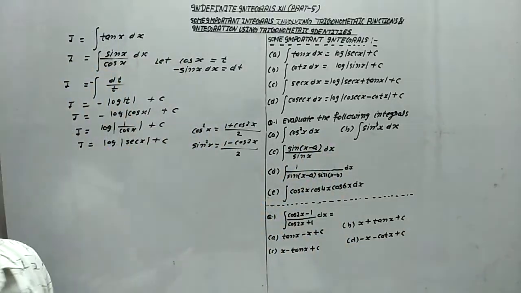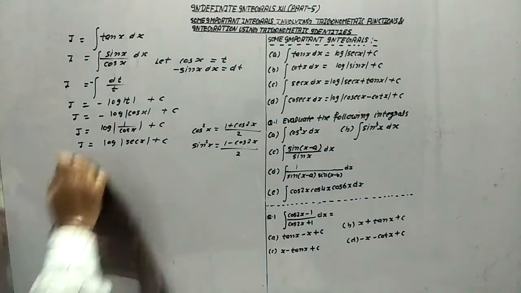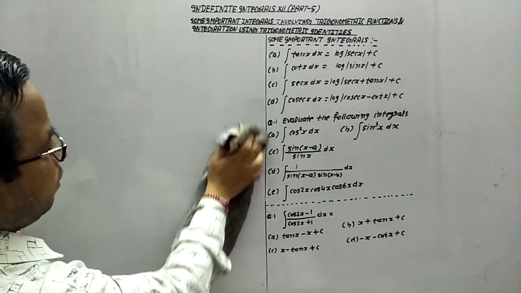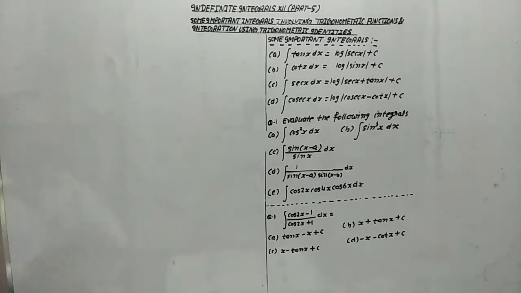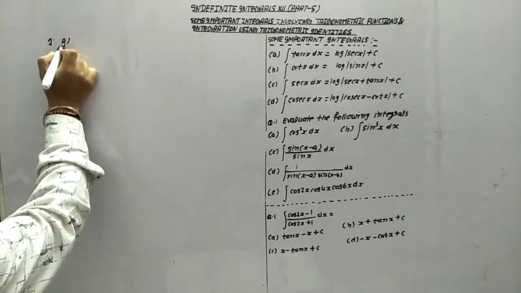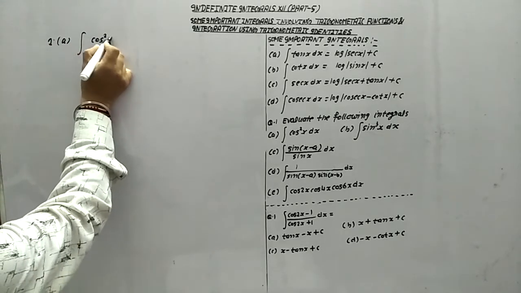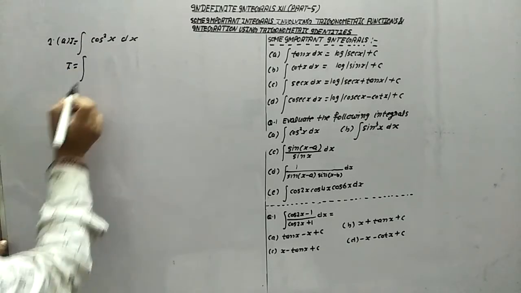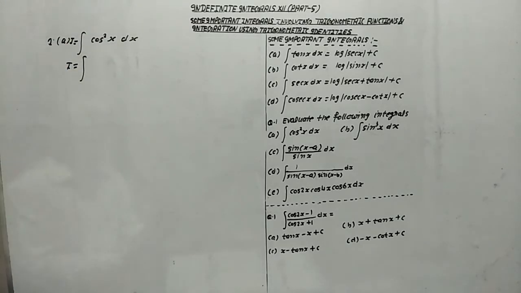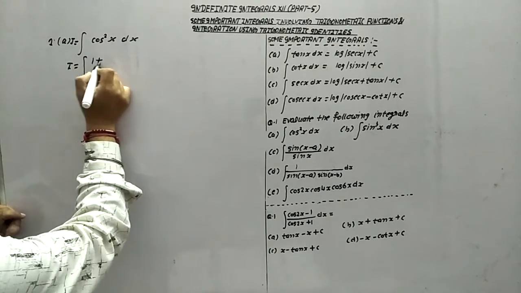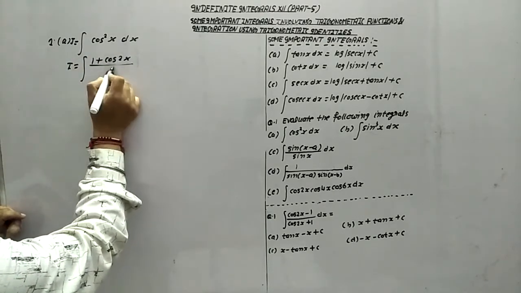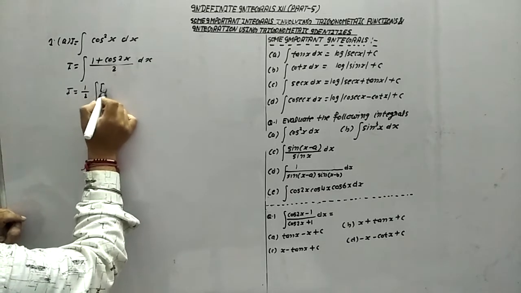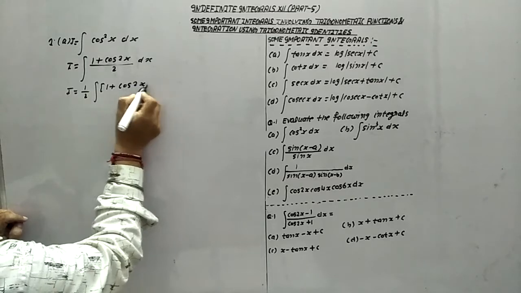So let's start with the solutions of these questions, and we have to use the identities also. Now look at this. In question number 1, part a, we have the integration of cos square x dx. First of all, we will consider this equal to I. Now, cos square x we don't know directly, so we will write it according to the identity: 1 plus cos 2x upon 2 dx. Now I is equal to 1 upon 2 common, integration of 1 plus cos 2x dx.